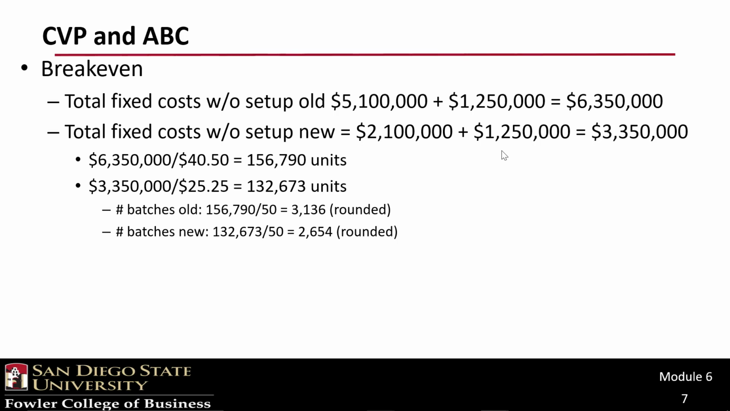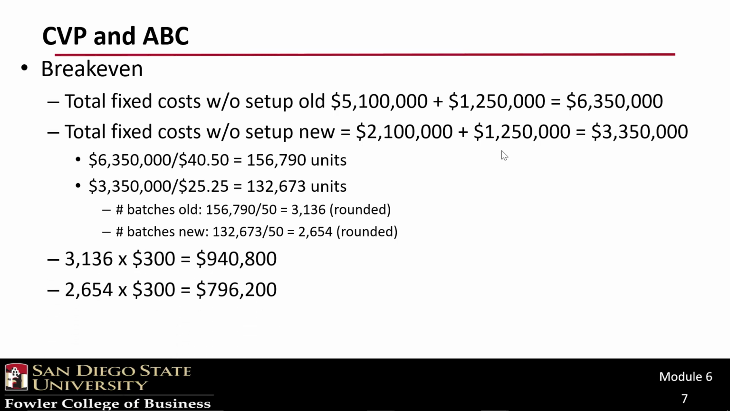So since we're doing 50 units a batch, we would take the 156,000 divided by 50 and say, okay, we're going to need to do 3,136 batches under the old system. And under the new system, we would need to do 132,673 units divided by 50, or 2,654 batches.